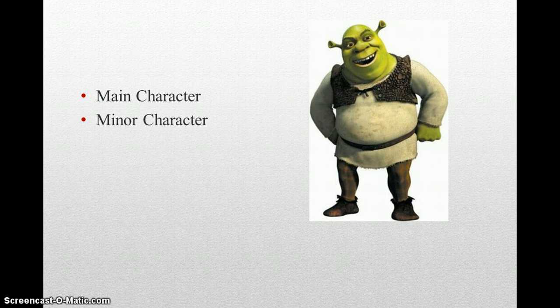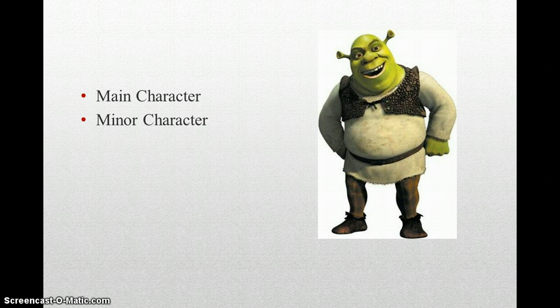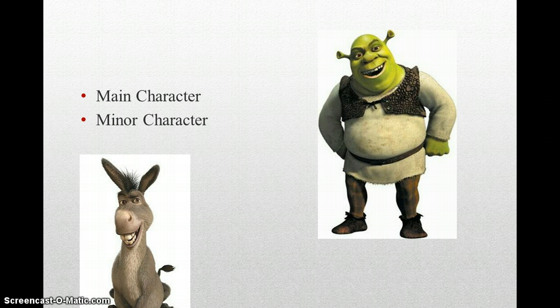So we have different types of characters. We have the main character and the minor character. Your main character is obviously the star of the show, so that would be Shrek. But your minor characters support the main characters. They help the plot move forward. They help things go on. So that would be like Donkey supporting Shrek.